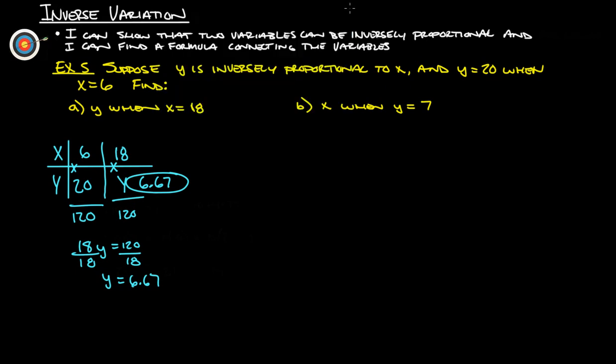All right, let's take a look at B here. Suppose y is inversely proportional to x and y equals 20 when x equals 6. We can use the same setup here with our x and y. We still know that when x is 6, y is 20. Now it's saying find x when y equals 7. Let's leave that blank so we can fill it in. Again, we know that 6 times 20 is 120.